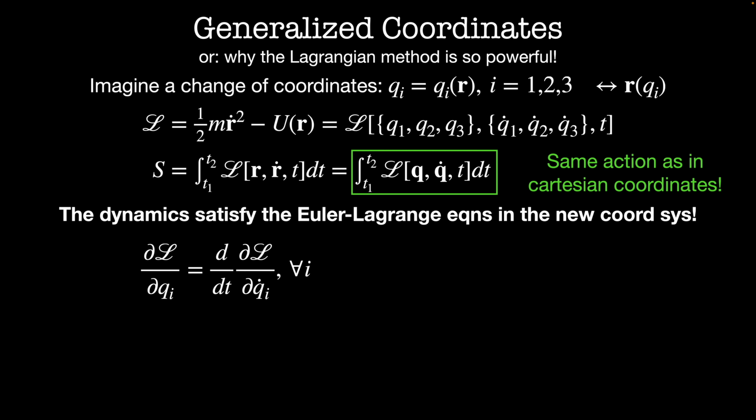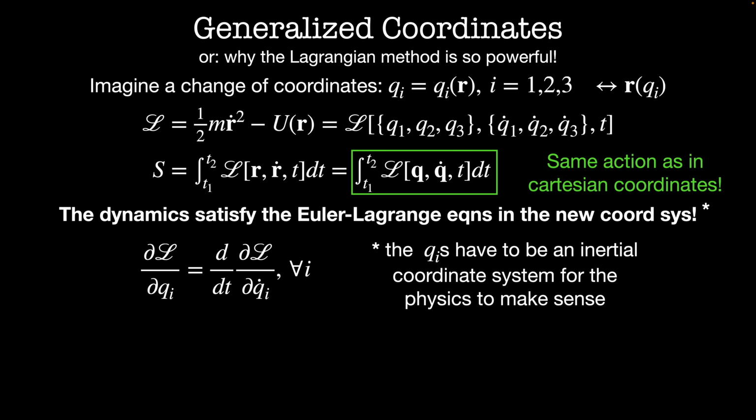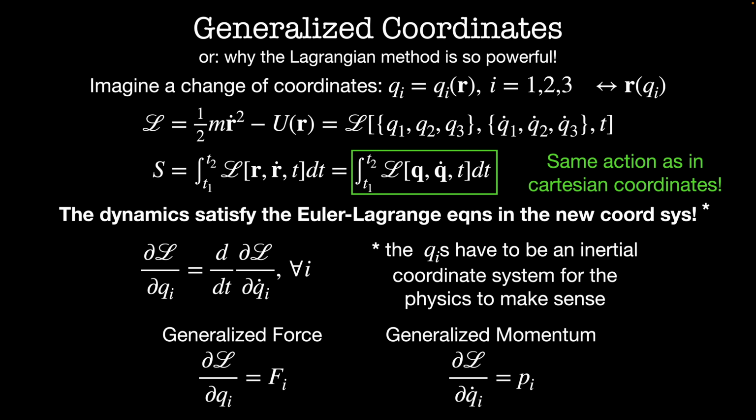So these dynamics are given by ∂L/∂q_i equals d/dt of ∂L/∂q_i dot for all i. There's one caveat to this, and that is that the q_i's have to be an inertial coordinate system for the physics to make sense for these dynamics. We can extend the definitions of force and momentum using the Euler-Lagrange equations for the generalized coordinates. So our generalized force is ∂L/∂q_i, the generalized force in the q_i direction, and the generalized momentum, ∂L/∂q_i dot, is the generalized momentum in the q_i direction.